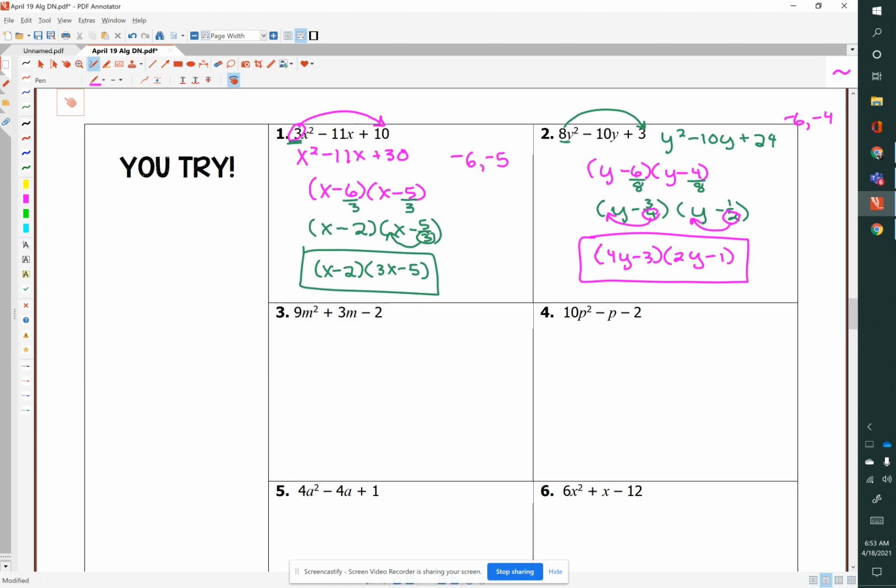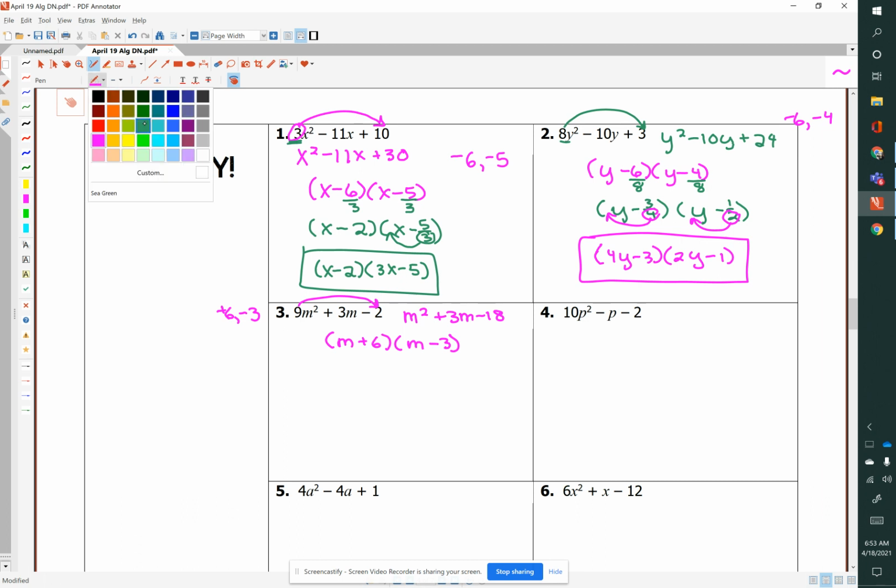So number 3, we'll slip first, and we have m squared plus 3m minus 18. I need two numbers that add to 3 and multiply to negative 18. So it's going to be a positive and a negative. And if I have a positive 6 and a negative 3, they will add to 3 and multiply to negative 18. So m plus 6, m minus 3.